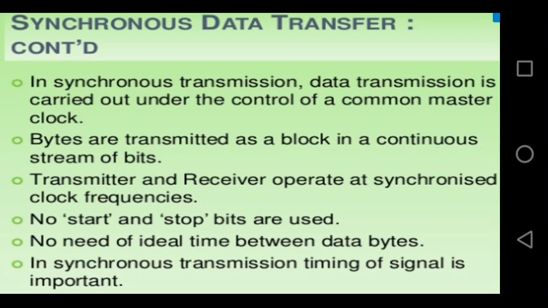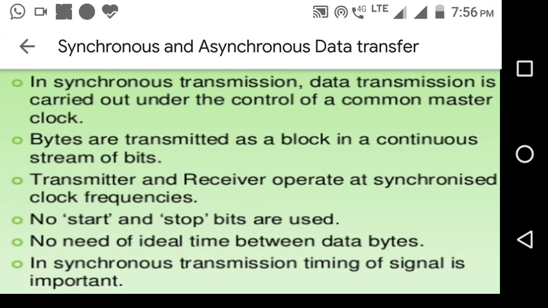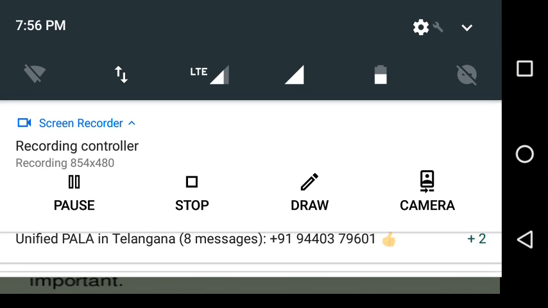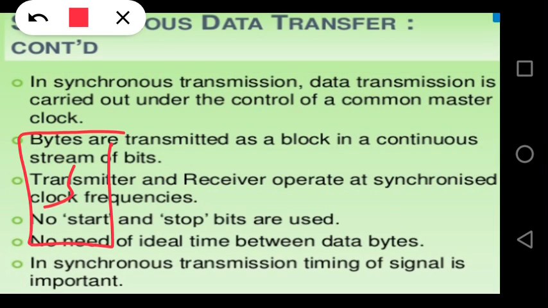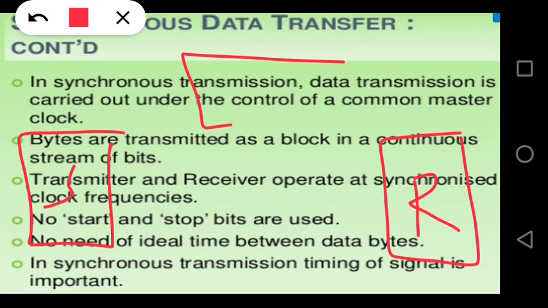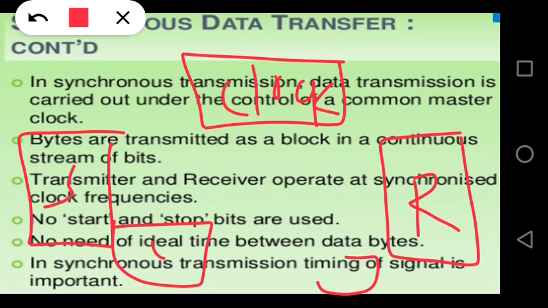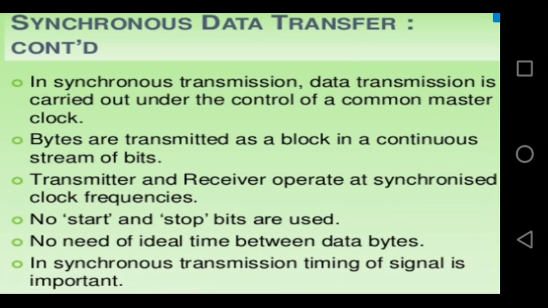In synchronous transmission, data transmission is carried out under the control of a common master clock. There is a common master clock for sender and receiver, or they can have separate clocks also. It's not an issue. Bytes are transmitted as blocks in a continuous stream of bits.